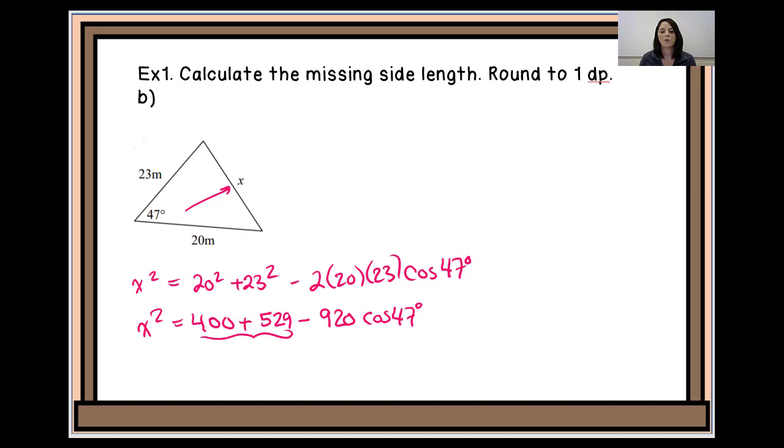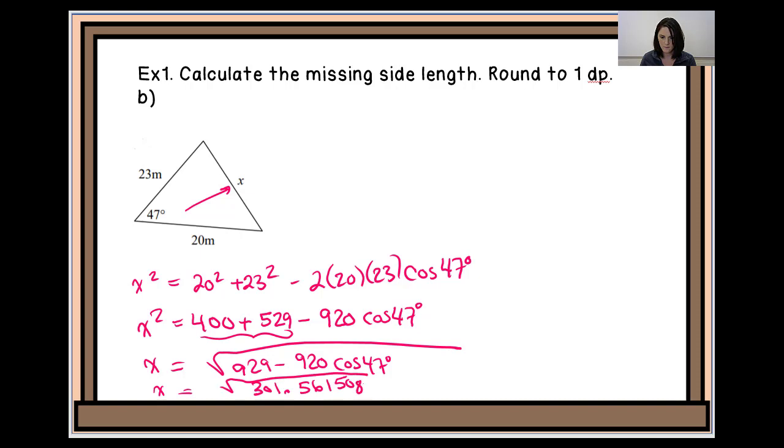Okay, so again, we can add the 400 and the 529, but do not subtract the 920 from that. The negative 920 is attached to the cosine 47. Simplifying further, we have x is equal to the square root of 301.5615087. So go ahead and plug that in and round to 1 decimal point. So x is equal to 17.4 meters.